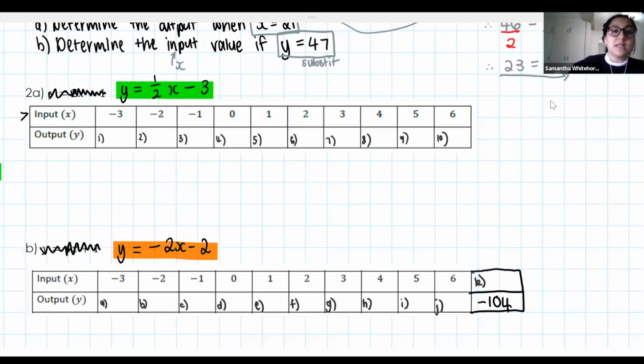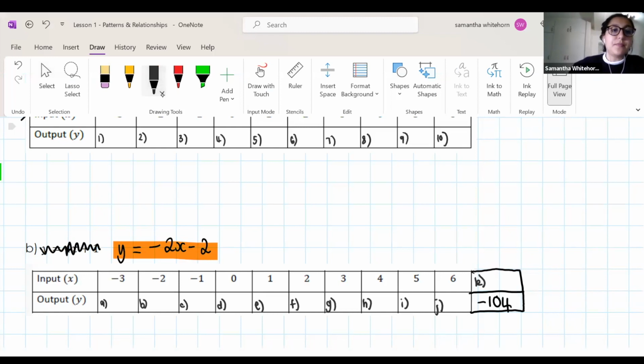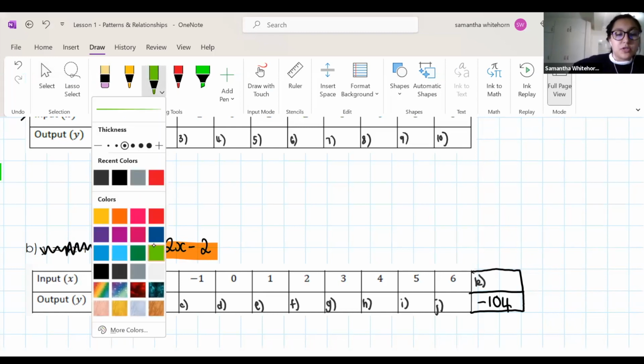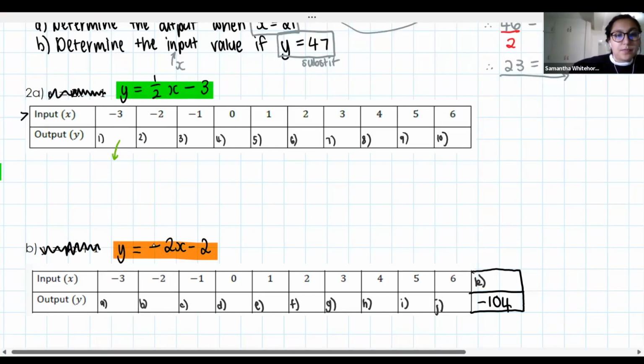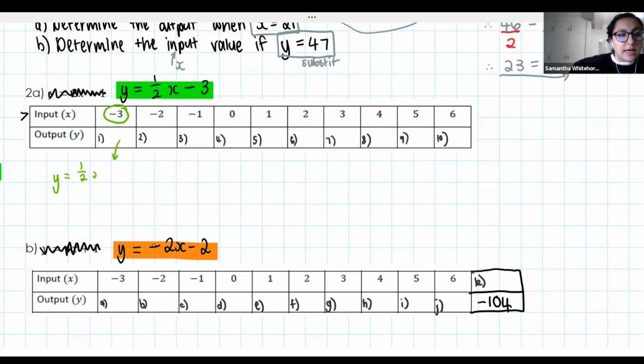So for the first one, it's a little bit trickier because of that half. If we go and have a look at the first one, I'm going to do the first answer with you. I'm giving you what X is. So we have got Y is equal to 1/2 X minus 3. And remember, guys, the operation between half and X is times. So this is saying 1/2 times -3 minus 3.